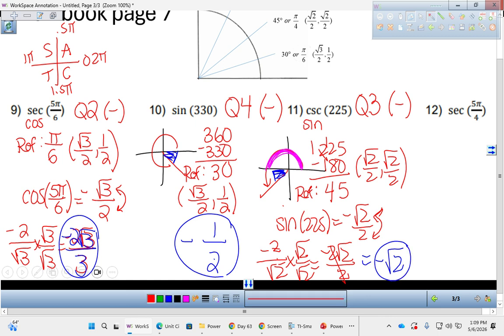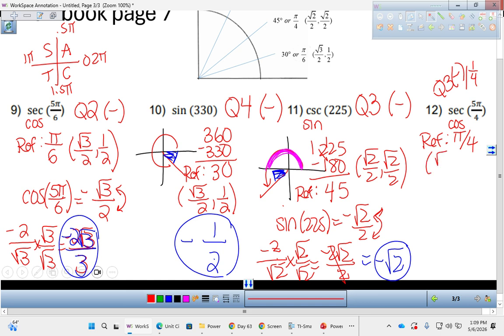Last one, secant of 5 pi over 4. This is like 1 and 1/4. So it's more than 1, but 1/4 is less than a half. So this is something in quadrant 3. And secant pairs hand in hand with cosine. And in quadrant 3, I know cosine is negative, meaning my final answer to this problem is going to be negative. My reference angle is pretty obvious because there's only one angle in quadrant 1 with a denominator of 4.